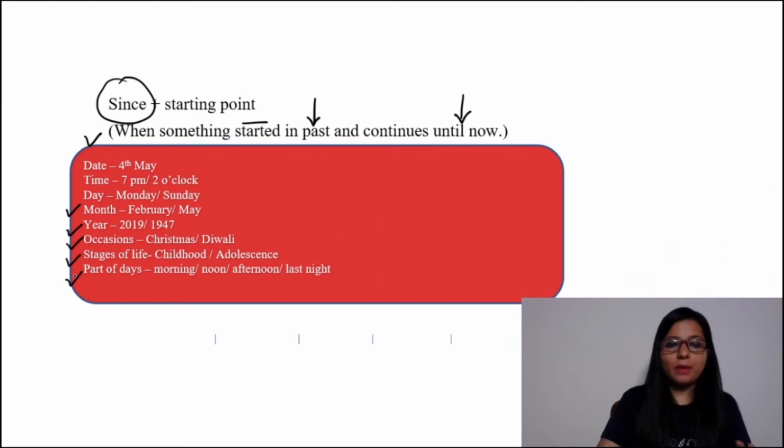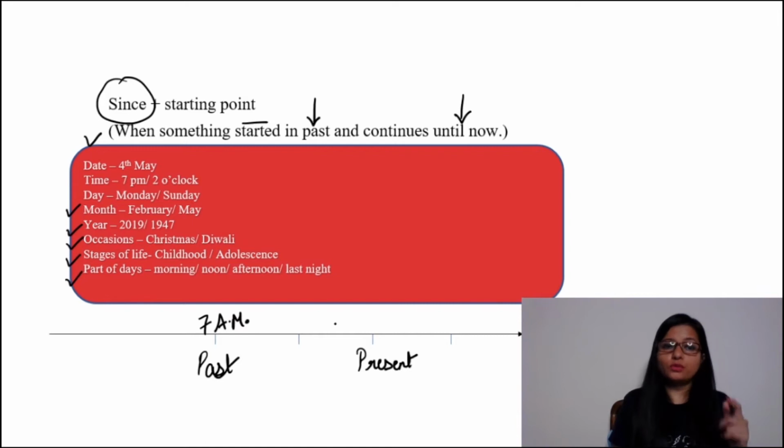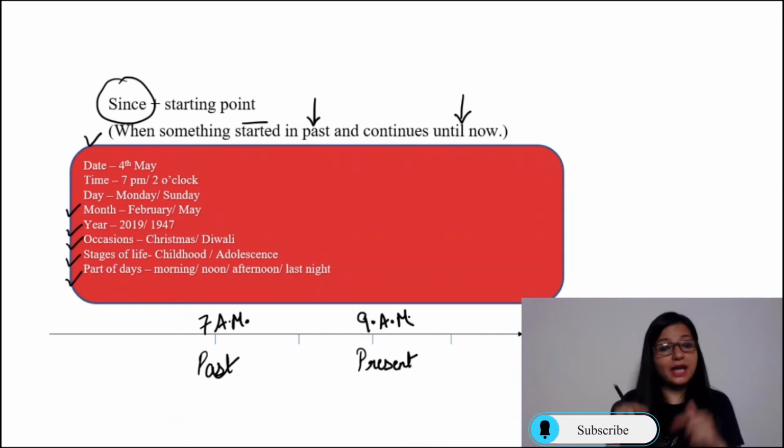Now let's talk about this timeline. So understand the usage of since by understanding this timeline. You are standing here in the present. In the past, let's say at 7 a.m. you reached the hospital. You want to meet your doctor and you reached the hospital at 7 a.m., and now it's 9 a.m. In the present it's 9 a.m. and you reached the hospital at 7 a.m.